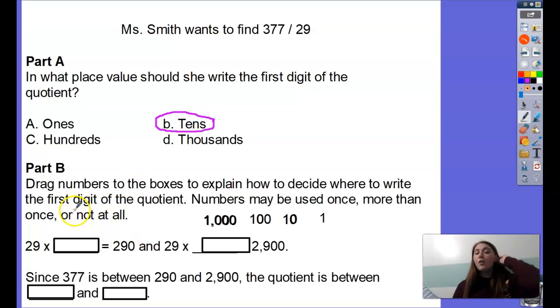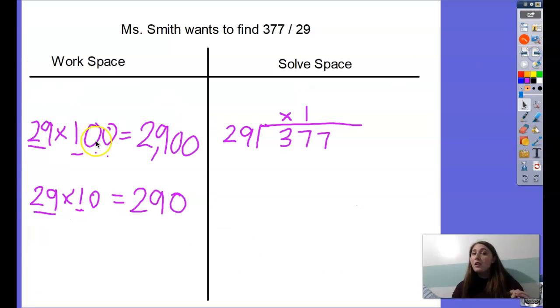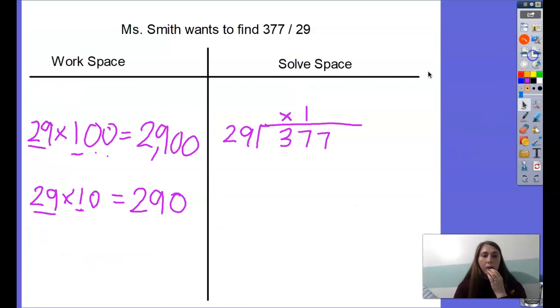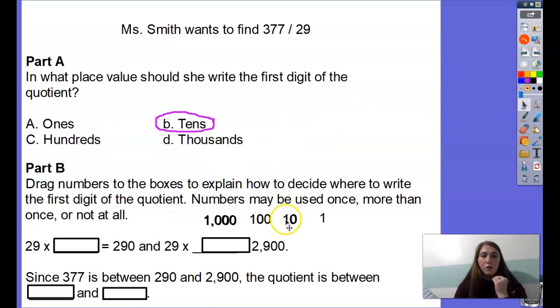Now we're going to take a look at part B, which is dragging the numbers to the boxes to explain how to decide where to write the first digit of the quotient. We already did that in our workspace, which is why it's important you write in your notebook. Numbers may be used once, more than once, or not at all. So 29 times blank equals 290. Well, I know my 29 times 10 equals 290, so I'm going to drag my 10.